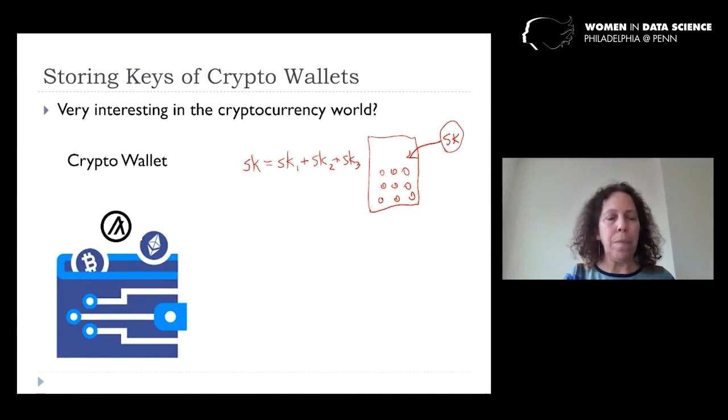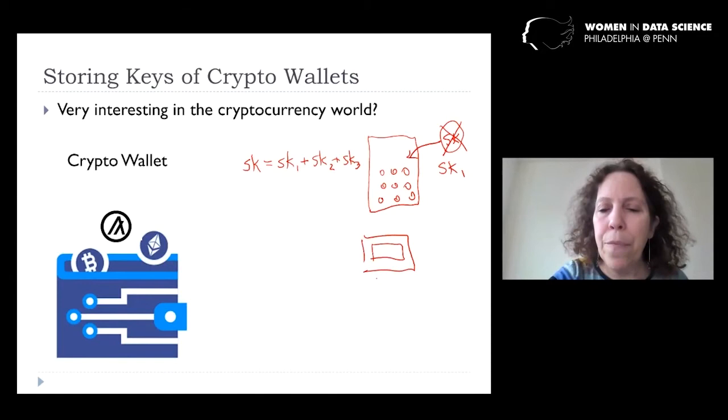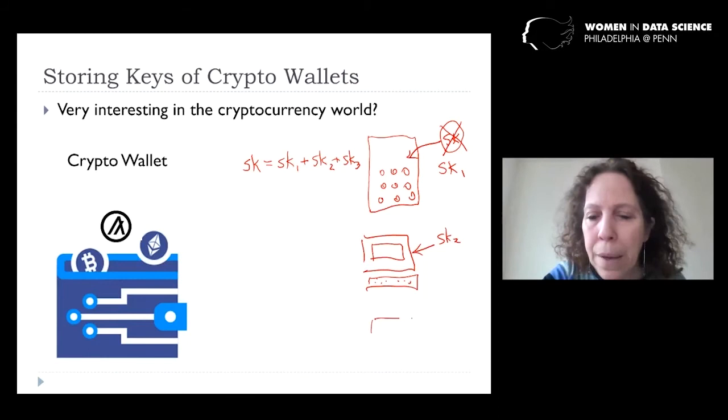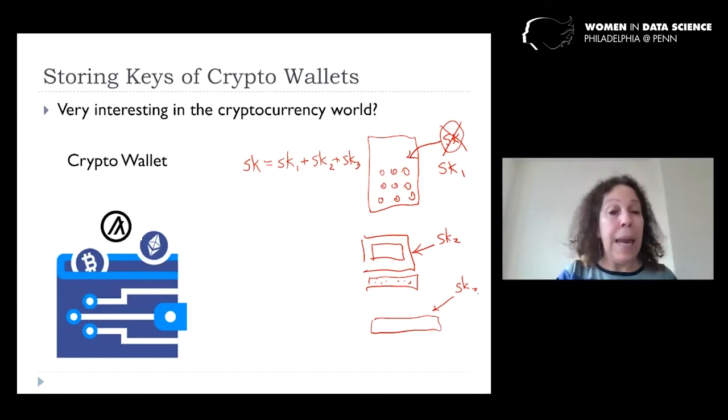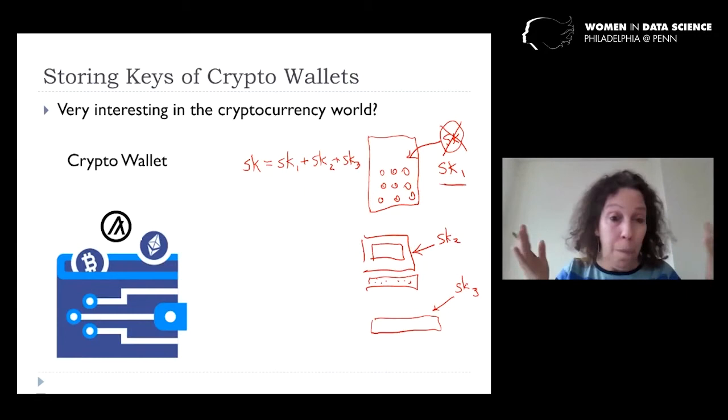And now you'll take these three keys and you'll split them up. Instead of having SK here, you'll have SK1 here. And on your computer, you'll have SK2, okay? And in some other place, maybe some disk on key, you'll have SK3, okay? Now, your key is much more secure. If somebody breaks into your phone, all they can see is SK1, right? They can't learn your secret key. You're not going to lose it.